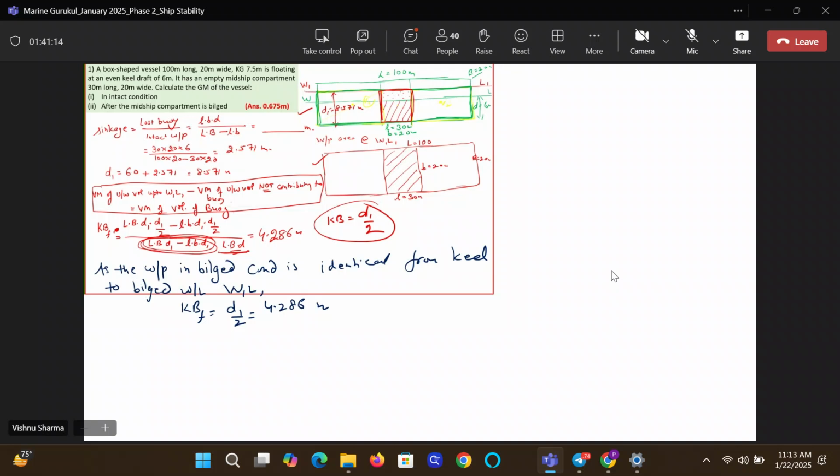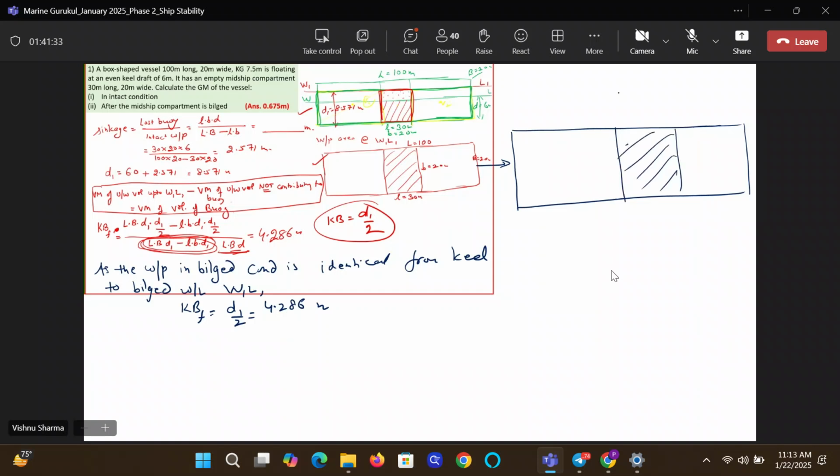Yes sir, clear. Okay. Now we come to BM. Though the water plane is drawn here, I'll draw it again slightly bigger because I have taken only a screenshot there. This is the water plane. I'm redrawing this diagram here, guys. This is the lost one: 100 meters, 20 meters, 30 meters, 20 meters.